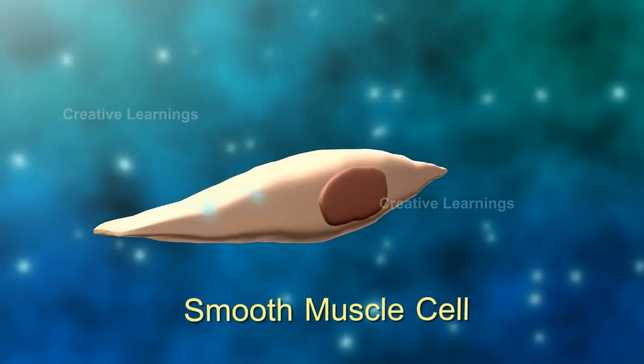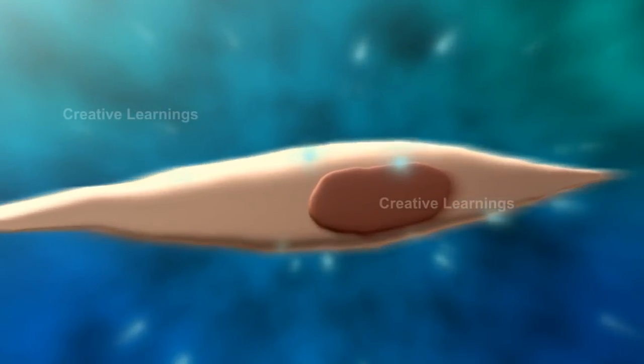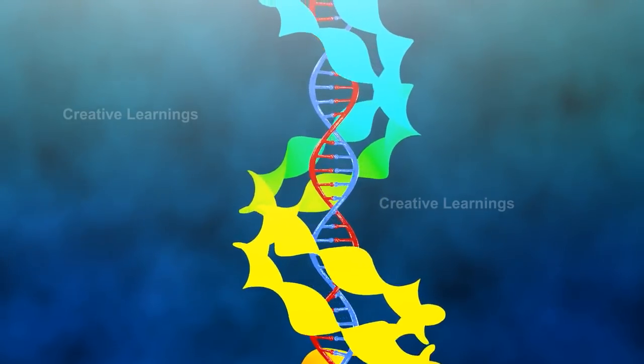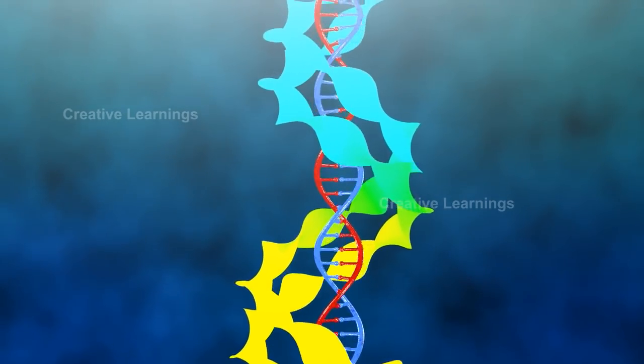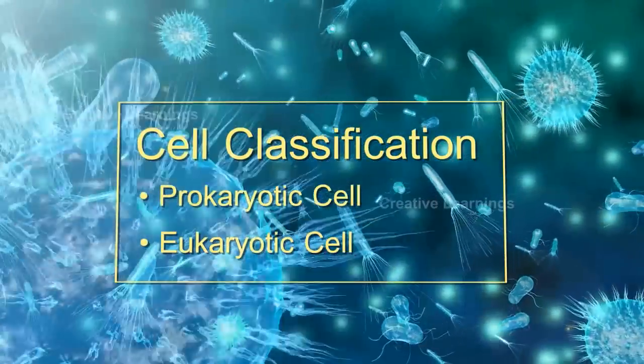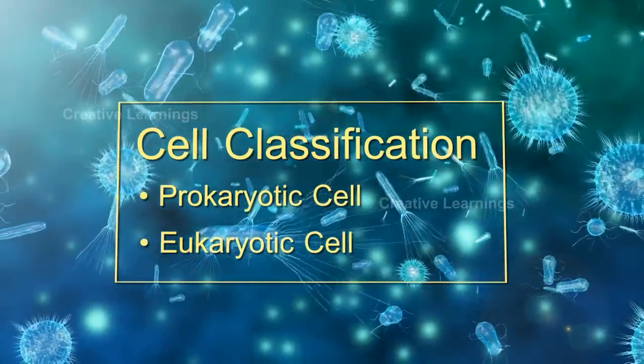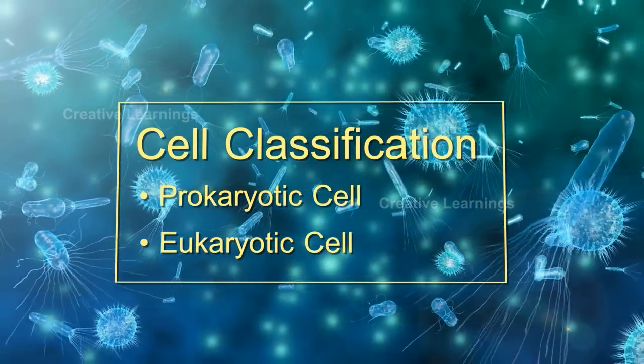Tissues are made up of cells, and the cells are the smallest units of life. Finally, cells contain organelles and molecules such as DNA. Cells are classified into two types on the basis of their structure: prokaryotic cells and eukaryotic cells.